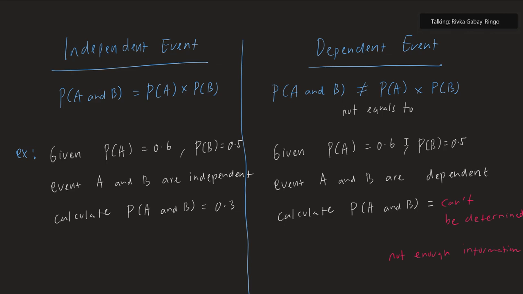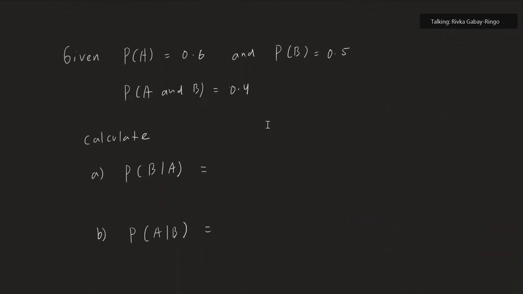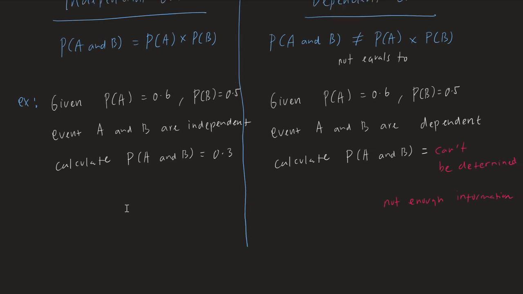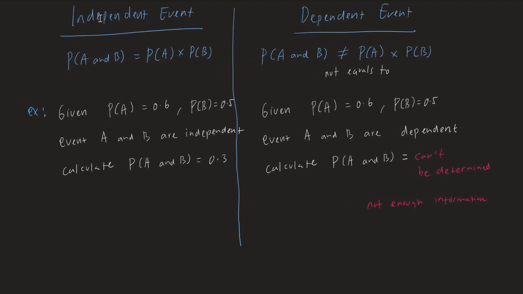How would they present probability of B given A? I will give you an example with that question, but after this, because this is the basics of compound events. You can have independent events, dependent events, and mutually exclusive or disjoint events.